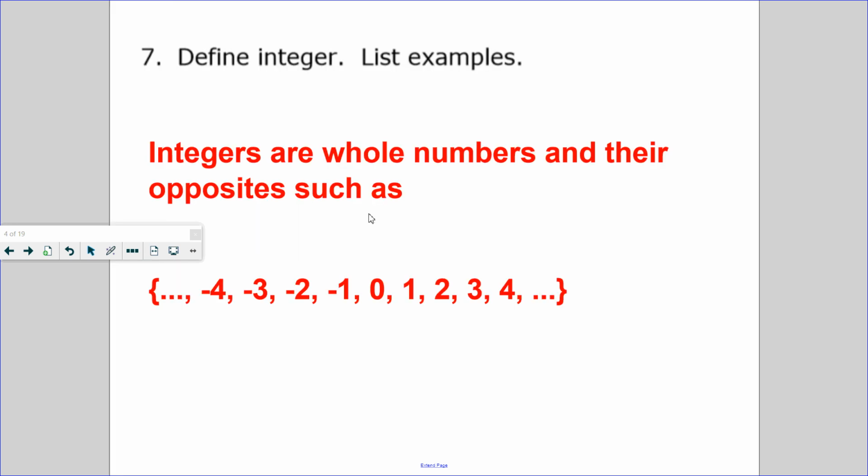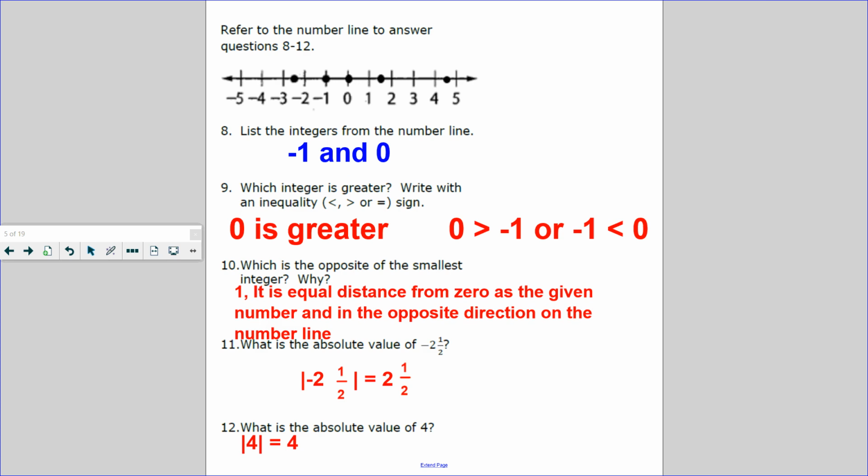Define integer. What is an integer? Integers are like whole numbers and their opposites. So they could be like -4, -3, -2, -1, 0, 1, 2, 3, 4, dot, dot, dot, meaning it keeps going. So like 5, 6, 7, dot, dot, dot, and -5, -6, -7. So they are like whole numbers, 0, 1, 2, 3, 4, and the opposite of them, -1, -2, -3, -4. Do you see any decimal fractions here? No. So 8, 9, 10, 11, 12, we will use this number line right here to refer to that.